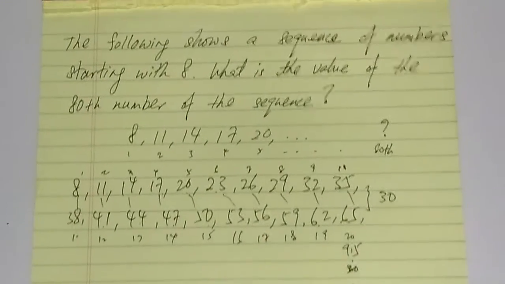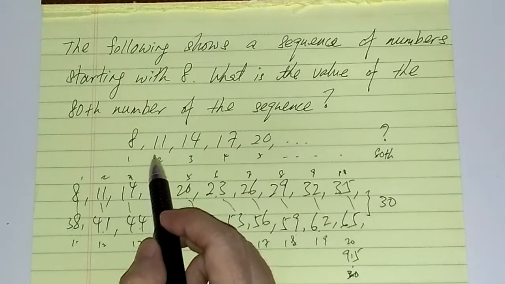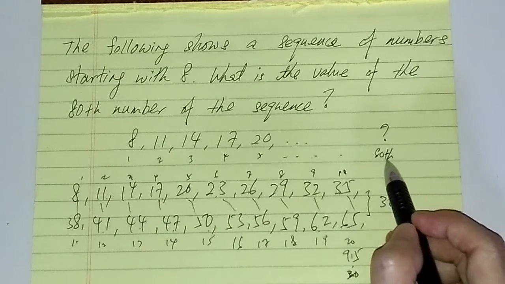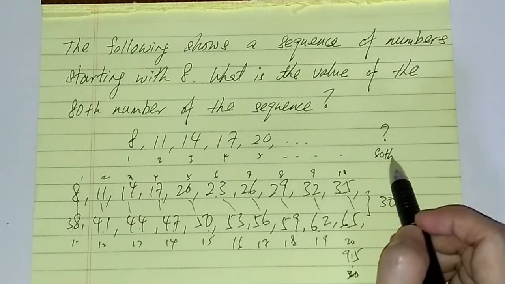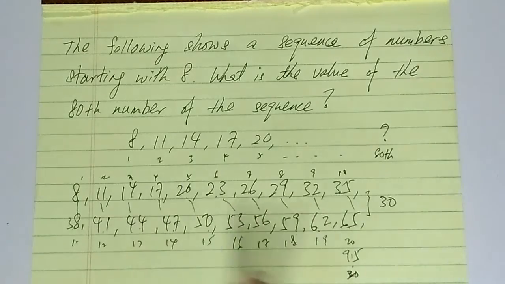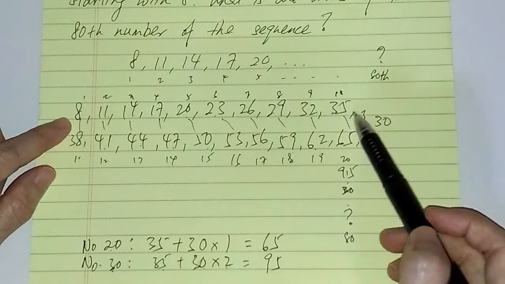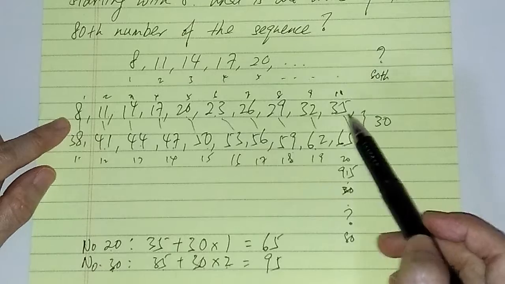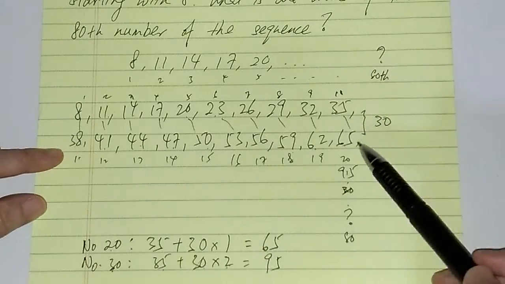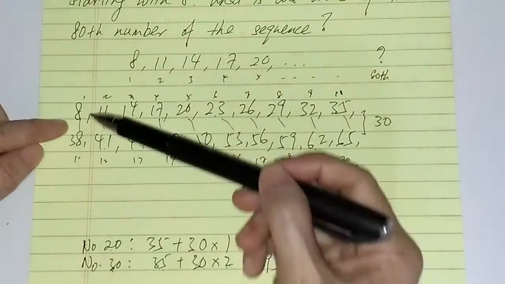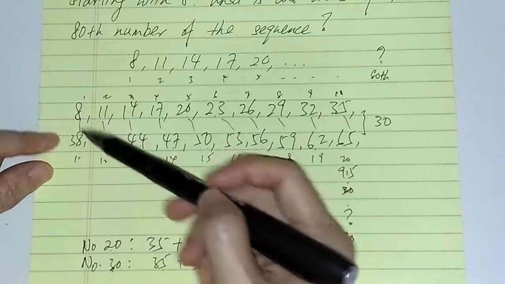So given this sequence, we are asked to find the number 80. This is number 1, number 2, number 3, number 4, number 5, all the way to number 80. So one way of doing it is to write out the first 10 and look at the pattern. If you still can't see the pattern, you may want to do another row and see what the pattern is. From here, you can see the pattern. In fact, between the first 10 and the second 10, the difference is 30.